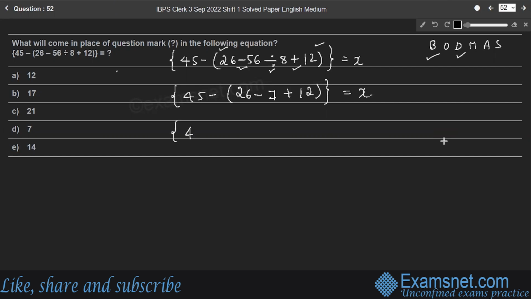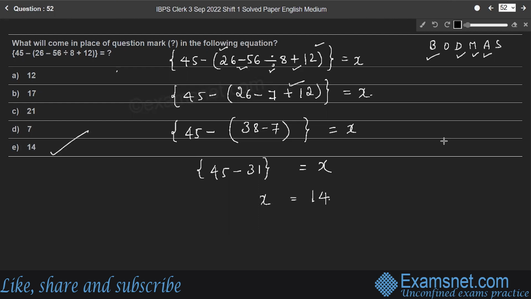So 45 minus. So next operation is multiplication. There is no multiplication here. Next is addition. So here 26 plus 12 is 38 minus 7 is equal to x. So 45 minus 38 minus 7 is 31 is equal to x. Therefore, x is equal to 14, right? Therefore, option E is the right answer.